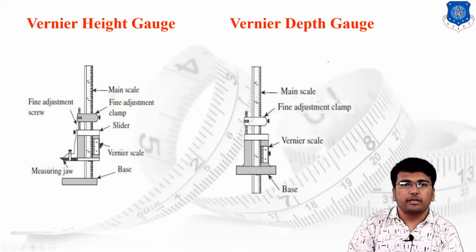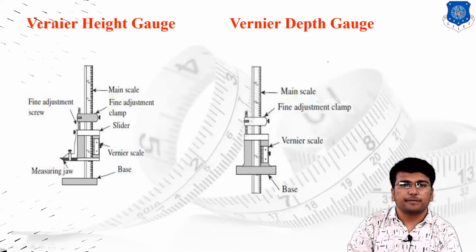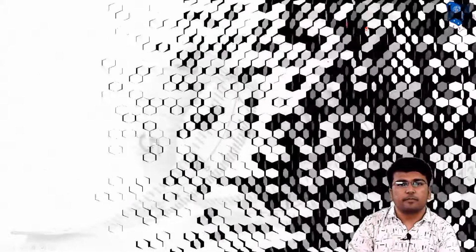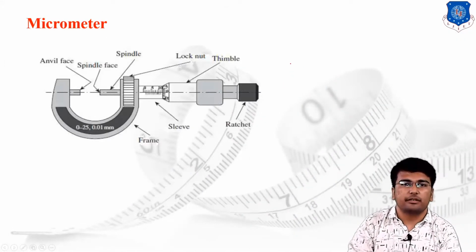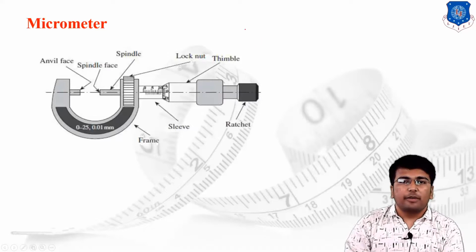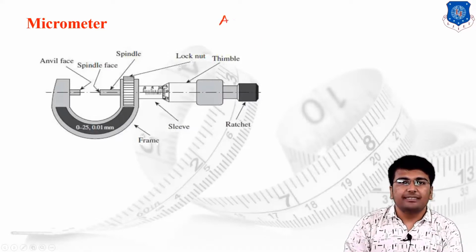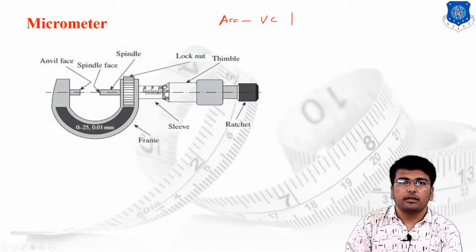Now we are moving from vernier to micrometer. First of all, let us understand the basic concept of the micrometer. The requirement of the micrometer is to improve the accuracy given by the vernier caliper to approximately double. In the vernier caliper, we can measure the reading up to 0.02.